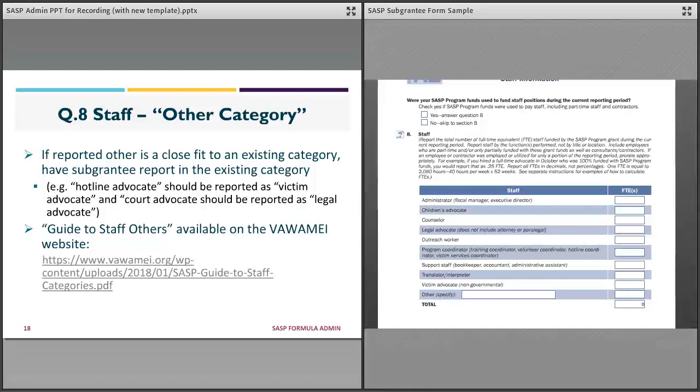Also note that as a resource, there is a guide to staff others available on our website. That might be used to help you review what's in the other category, and it might be used to direct your subgrantees on how to appropriately report on staff who might not fit as best as they can into an existing category.